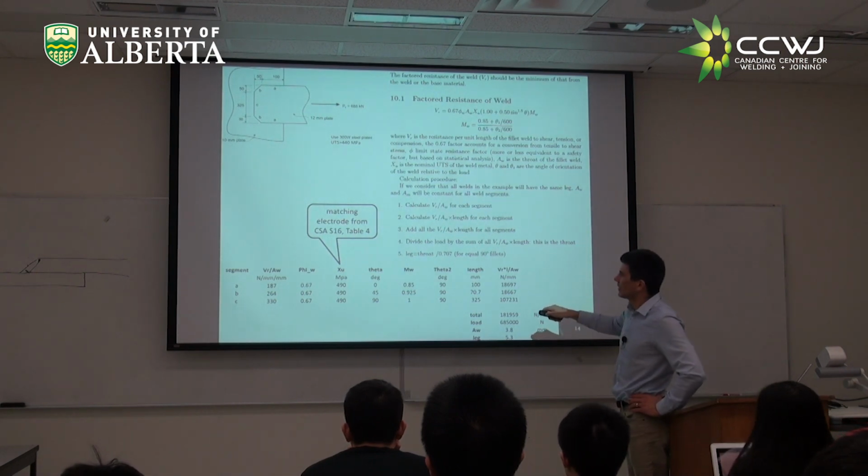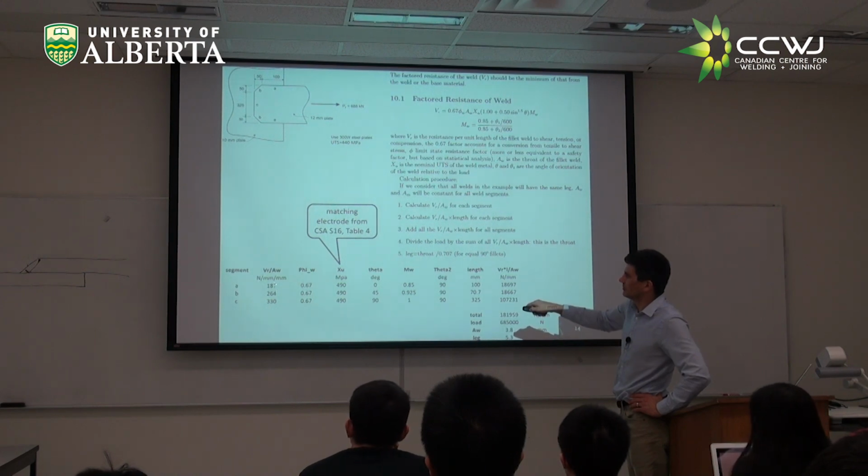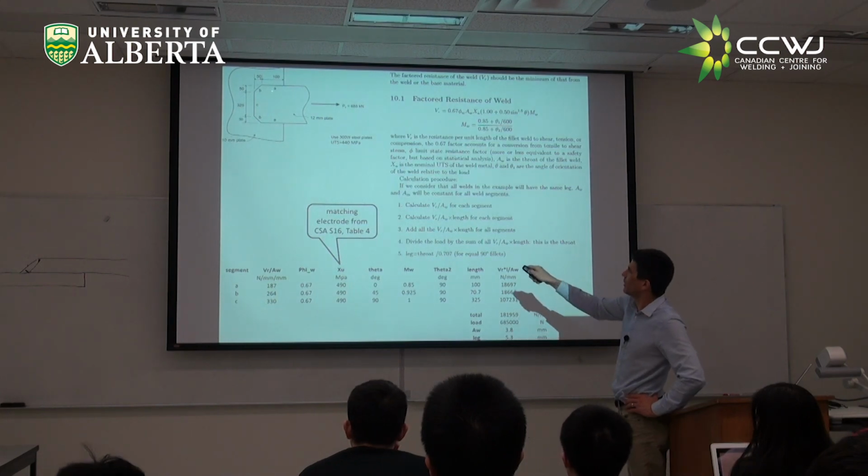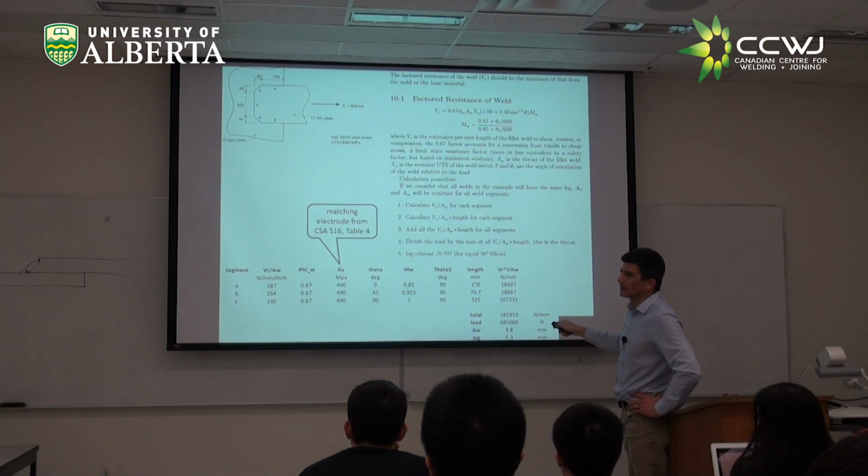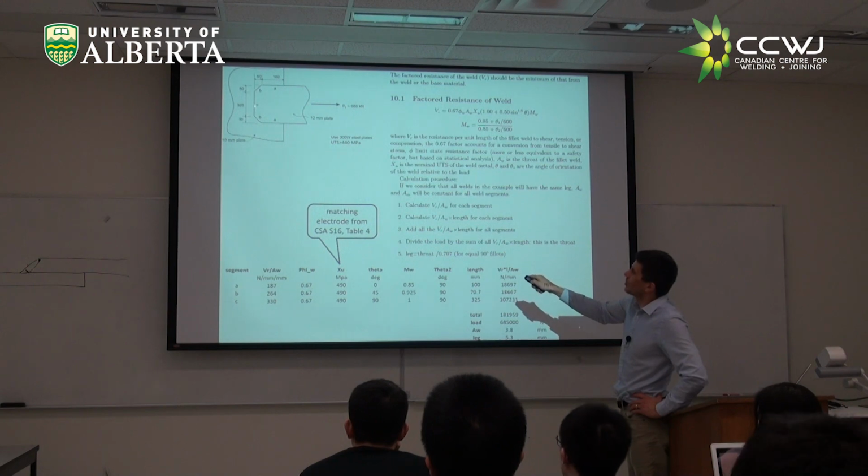did I put it here? Can take 187 newtons per millimeter of length and millimeter of throat. Then I'm going to multiply it by the 100 millimeters of the length of the weld, right? And then I do the same for each of them.